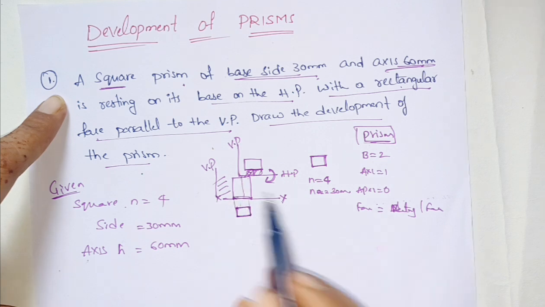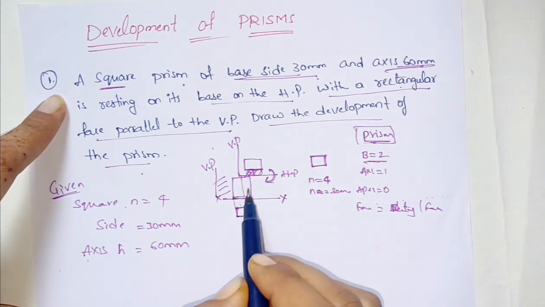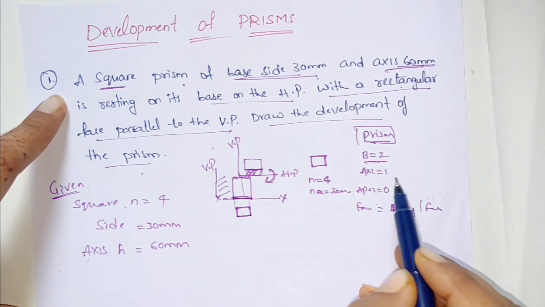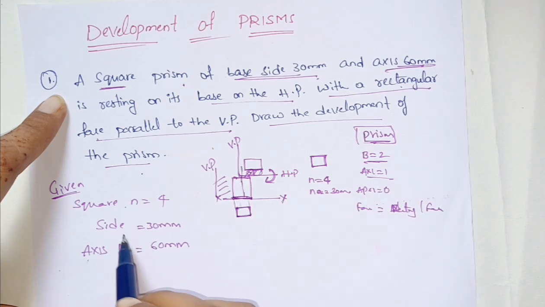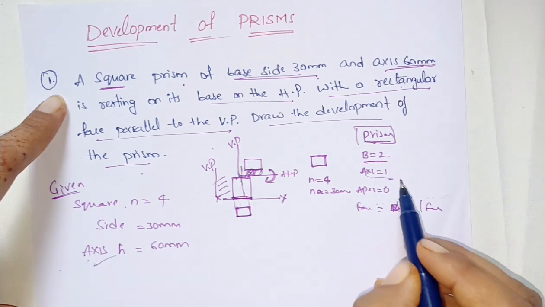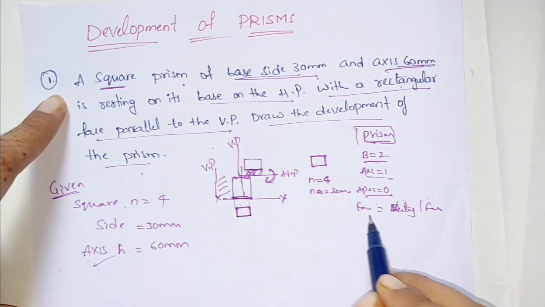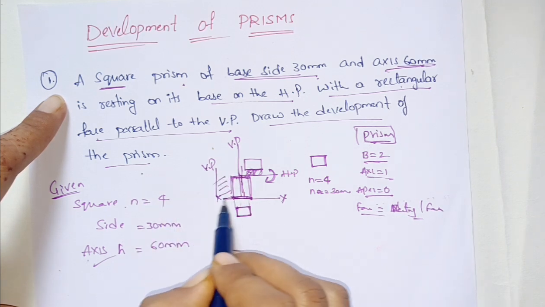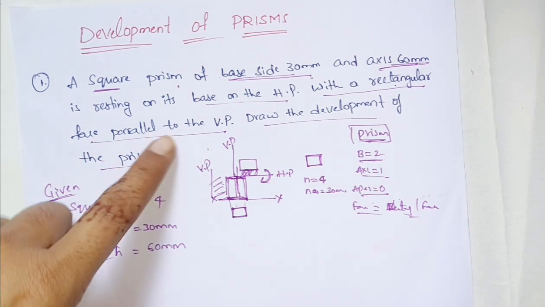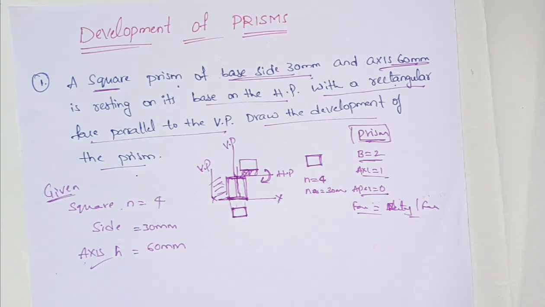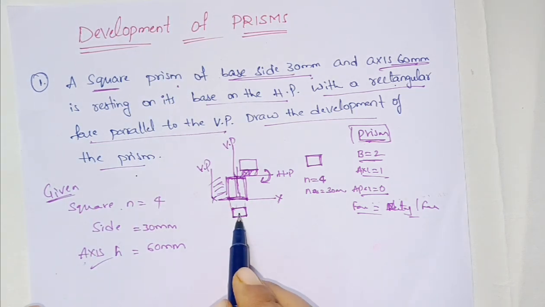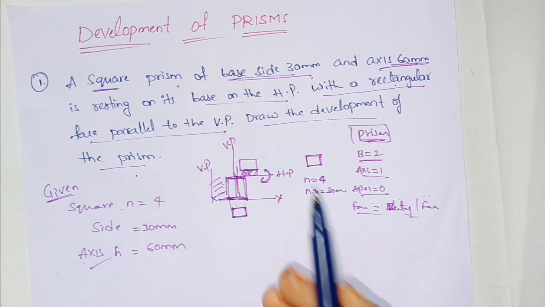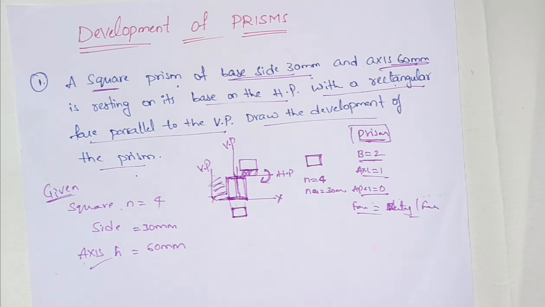The axis is given. So the prism rules and regulations: bases are 2, so 1 base and 2 base. Axis 1, here the axis is given, that is H is equal to 60 mm, and apex should be 0 here. Face is a rectangular face, and this rectangular face is parallel to VP. So definitely you have to draw the square downside of the reference line, and above you have to project the rectangular box. Then the axis is 60 mm. Then definitely it is parallel to the VP.